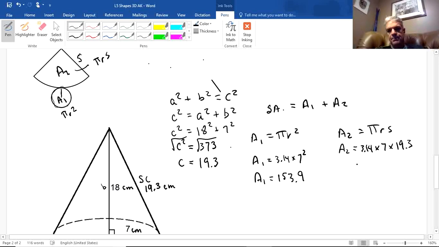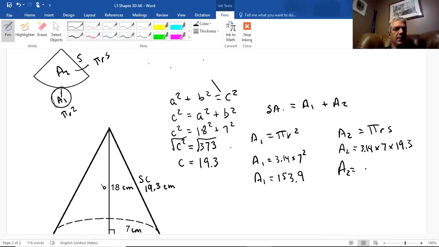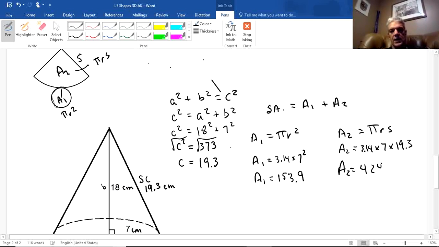Okay, and now I can go and do that work in my calculator. It's pretty straightforward. So it's going to be 3.14 times 7 times 19.3, and that equals 424.2 if I round it off to one decimal place. Okay, and now my total surface area, I usually write SA equals A1 plus A2.